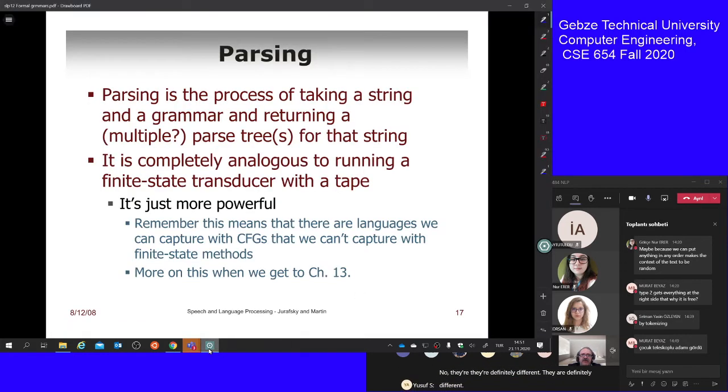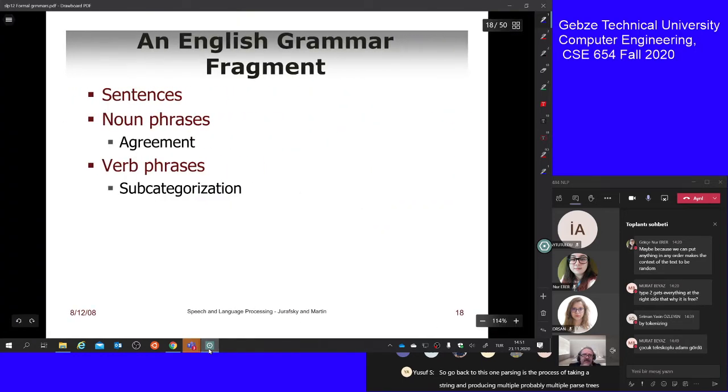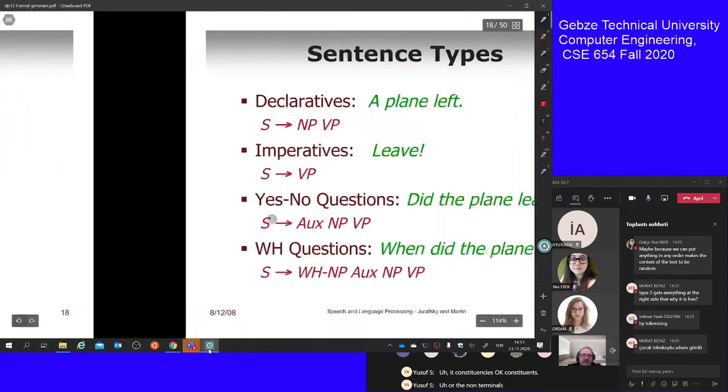So go back to this one. Parsing is the process of taking a string and producing probably multiple parse trees. Okay. So for English, we have sentences, we have noun phrases, and we have verb phrases. Those are the main categories of the constituents, or the non-terminals in English.